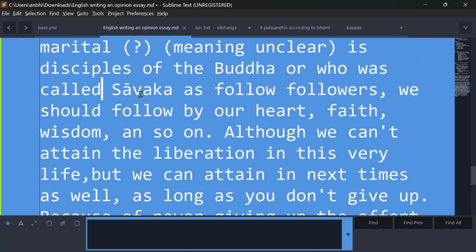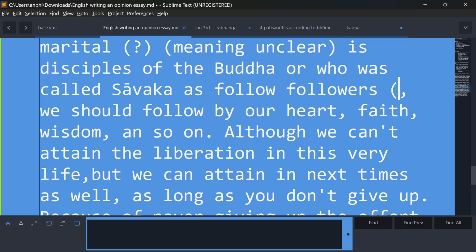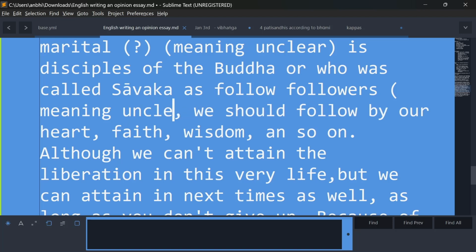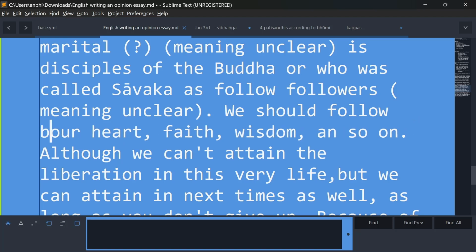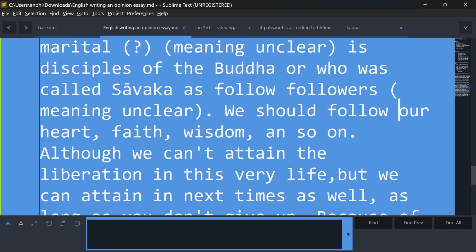"In our marital disciples of the Buddha, or who was called Savaka, as followers." What? Meaning unclear. Yes. "We should follow by our heart, faith, wisdom, and so on." Okay, this looks like a possible sentence, so I'll put this as a sentence. "We should follow by our heart." Normally it is "we should follow our heart."